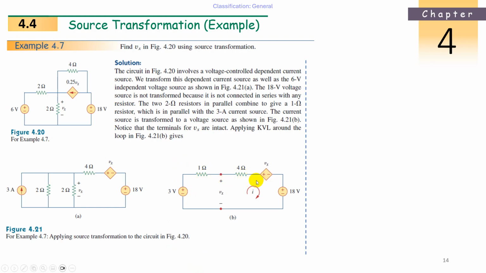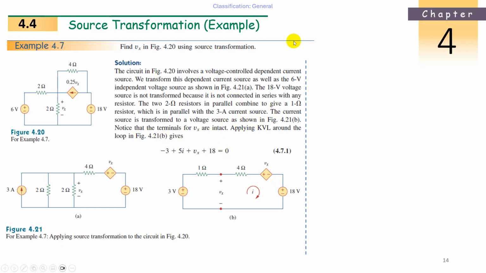5I. Now current enters the plus terminal, so it is plus. So plus Vx. Current enters the plus terminal, it is plus 18, equal to 0. Just check. See, minus 3 because current leaves the plus terminal. 4 plus 1, 5 ohms resistance multiplied by current I, that is 5I. Now plus Vx because current is entering the plus terminal here. Current is entering the other source's plus terminal, so plus 18. So like this, we got this first equation.